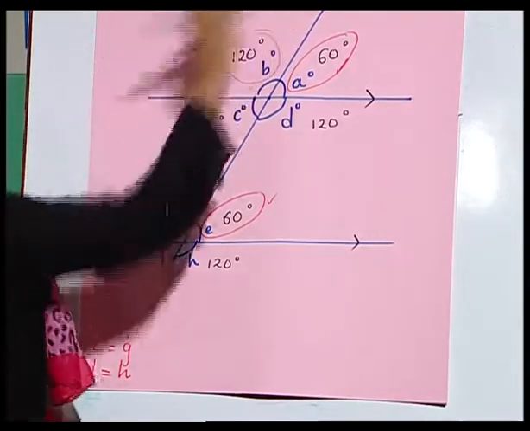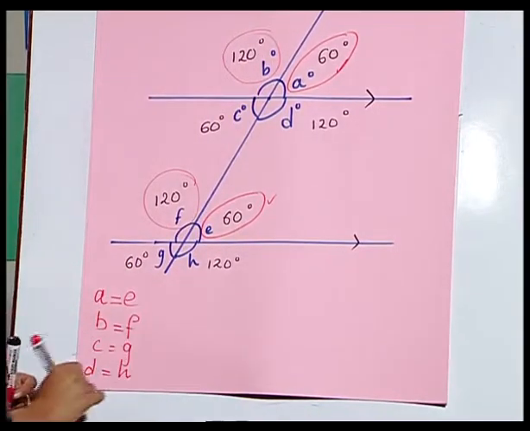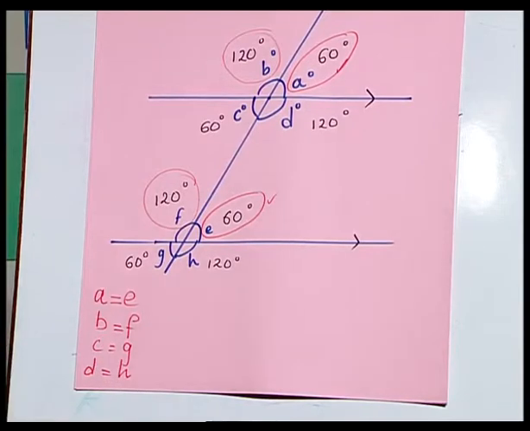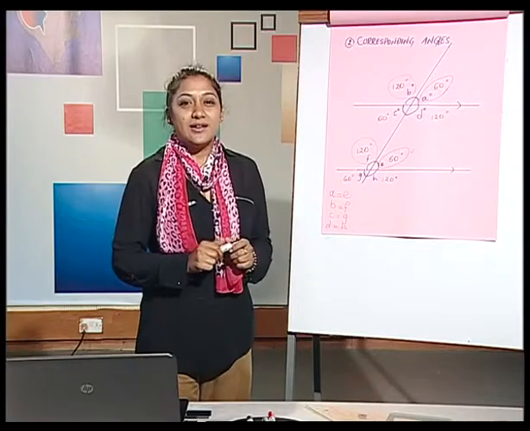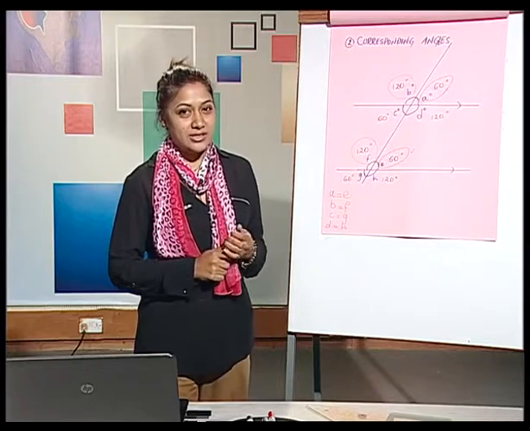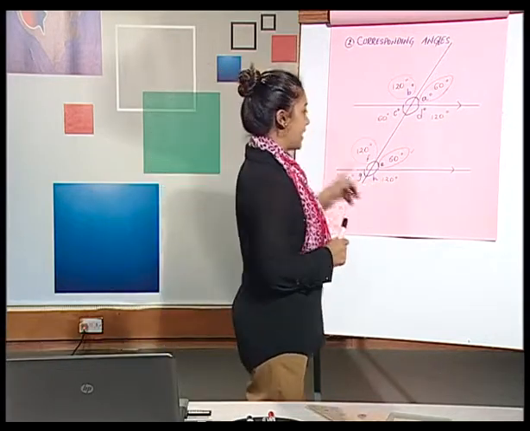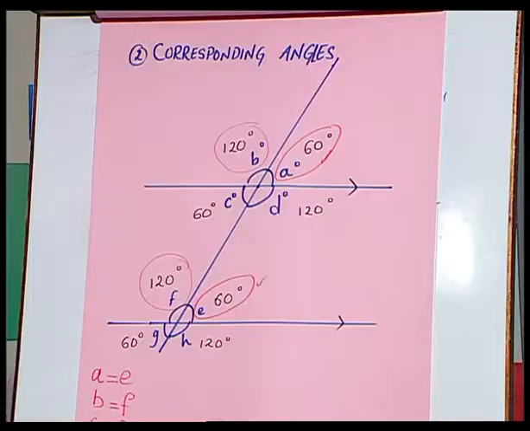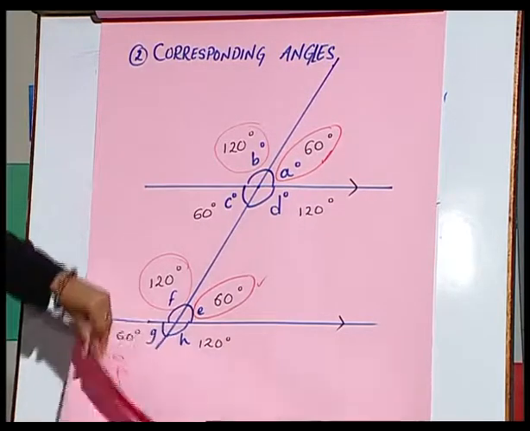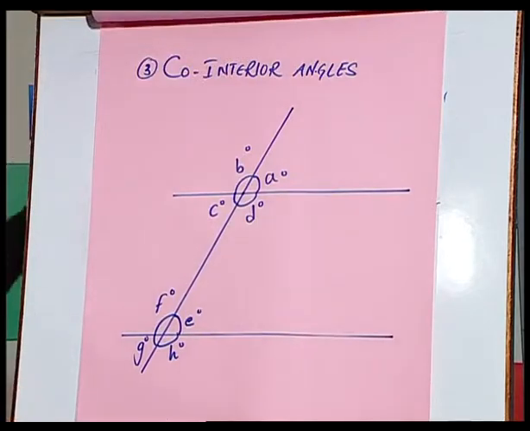Now, corresponding angles are equal. Now we are going to learn about co-interior angles. We are going to copy this diagram on the next sheet and see what we find out.